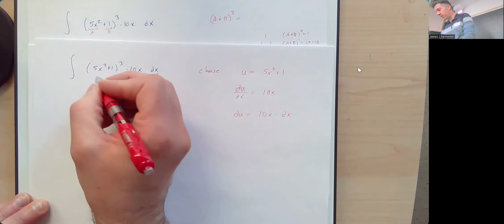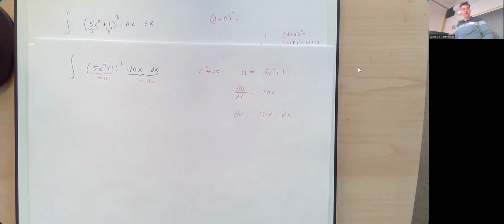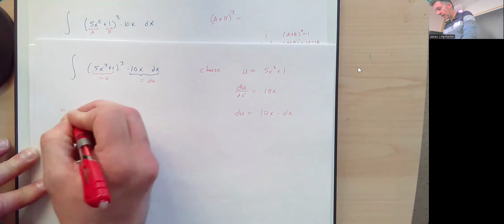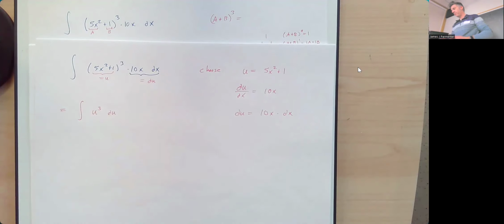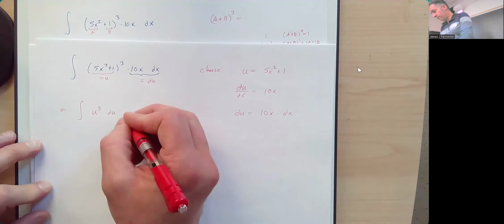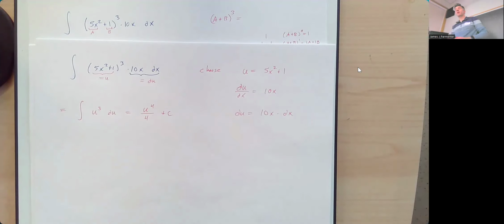Now, I can observe that this part here, that's equal to u. So I can rewrite my integral as the integral of u to the third power du. And I know how to integrate u to the third, or x to the third, or t to the third. It's going to be u to the fourth divided by 4, plus c.